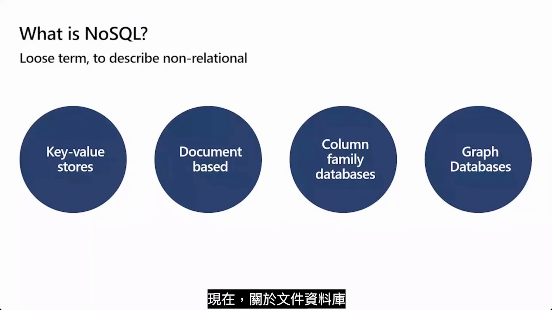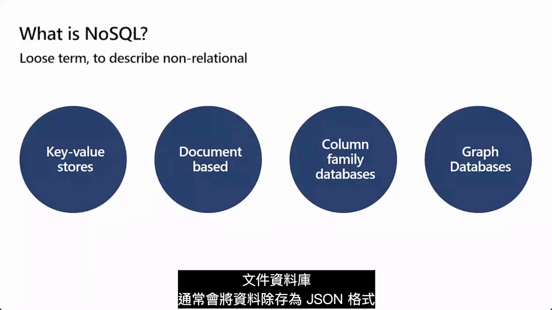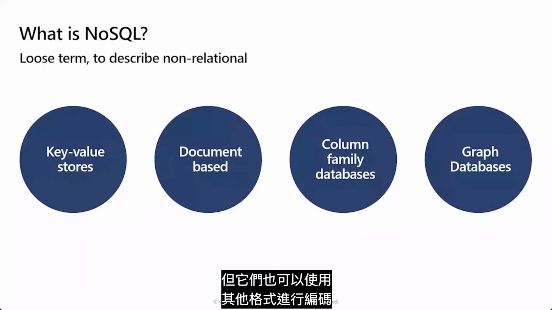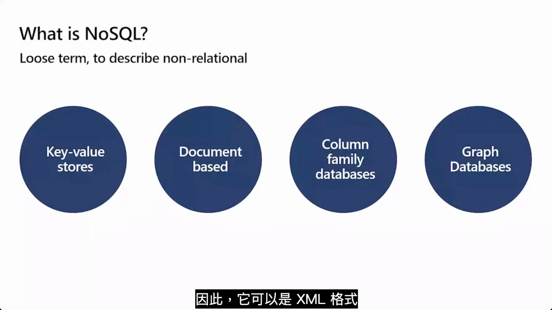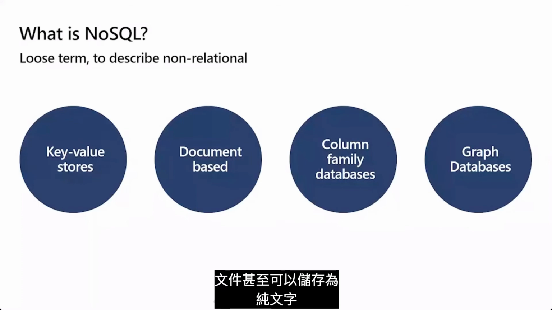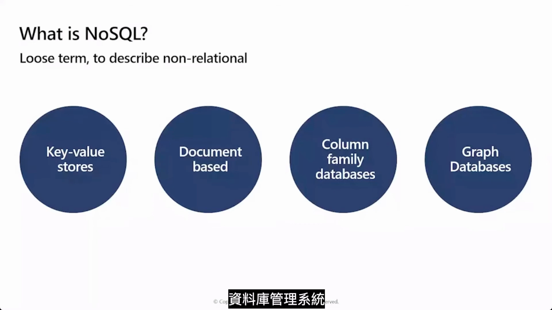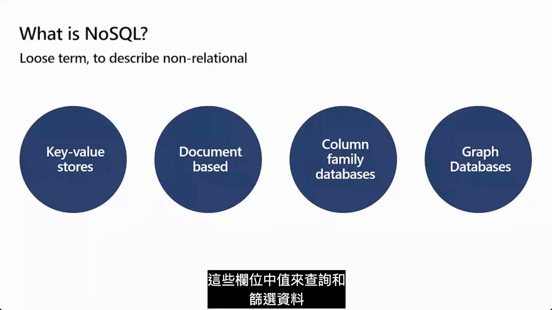Now, in a document database, the data is stored as documents, and each document has a unique ID. But the fields in the documents are transparent to the database management system. Document databases typically store data in JSON format, but they can also use other types of encoding. It could be XML, YAML, or binary JSON. Documents could even be stored in plain text. The fields in the documents are exposed to the storage management system, which enables an application to query and filter the data by using the values in the fields.